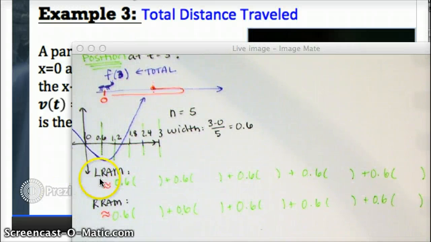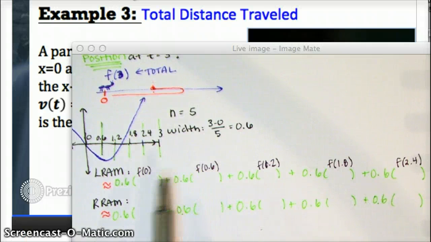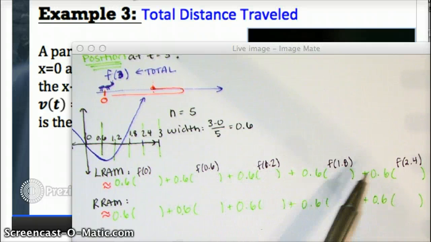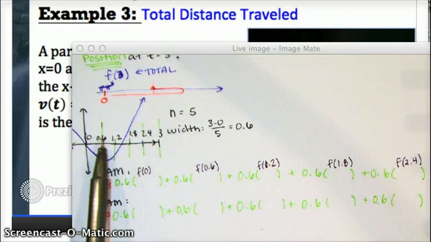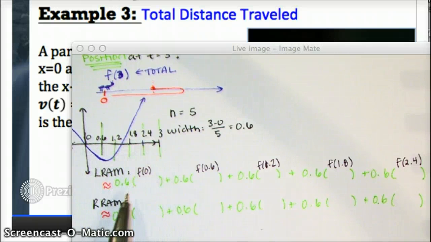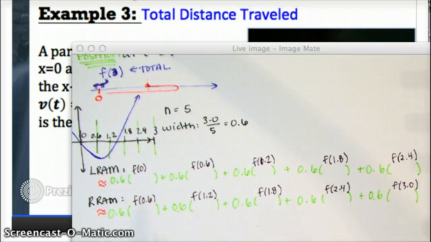Awesome, so both of them obviously start with 0.6 times a certain height 5 times. With LRAM, those 5 heights come from plugging in 0, 0.6, 1.2, 1.8, and 2.4, because those are all the left side edges of each of these intervals. Whereas RRAM comes from 0.6, 1.2, 1.8, 2.4, and 3, which is all of the right side edges of each of these intervals.